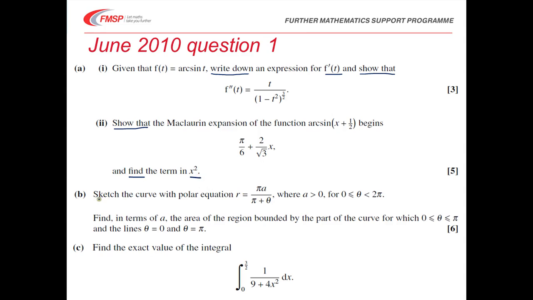Then for Part B on polar coordinates, we've got to sketch that curve, noting that a is positive and theta is between 0 and 2 pi. We've then got to find the area of the region in terms of a, noting that this time it's only 0 to pi, and the lines theta equals 0 and theta equals pi. And for the integral, note that we're asked to find an exact value.